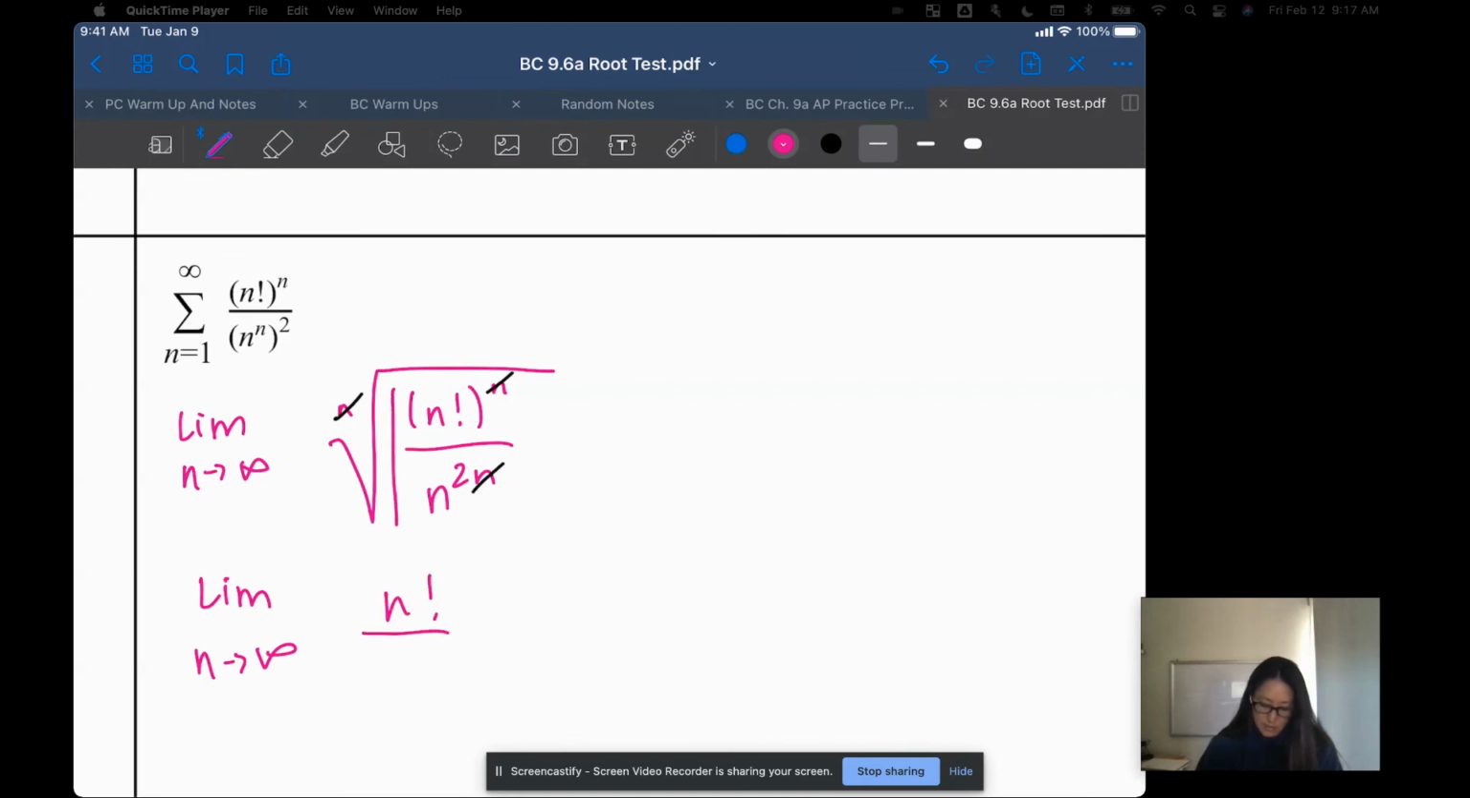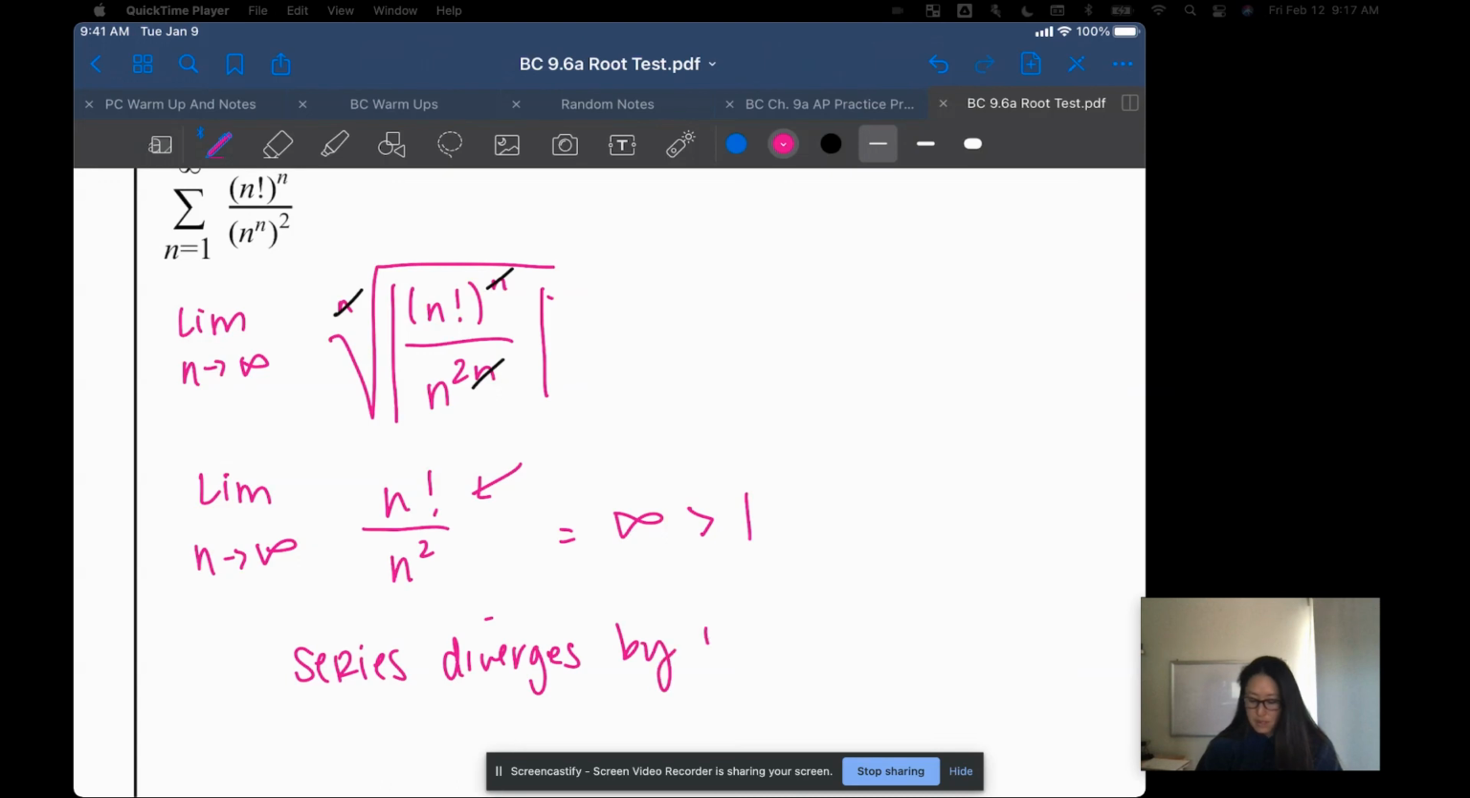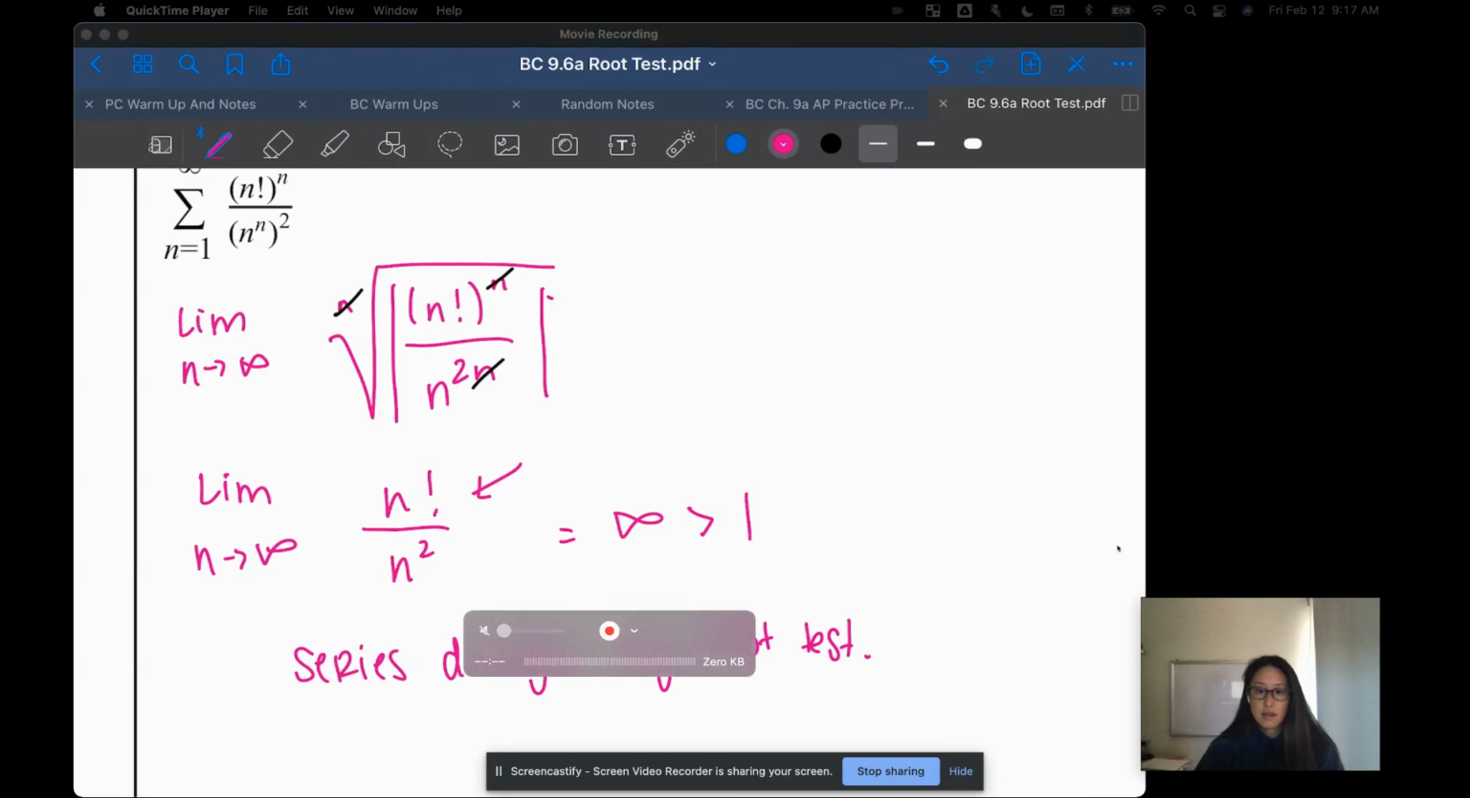Oh, I needed to put the absolute value here. Okay, n factorial over n squared, and n factorial rises way faster than n squared because that's a quadratic. So this limit is going to go towards infinity, which is greater than 1. So the series diverges by root test. Okay, that one's fun.